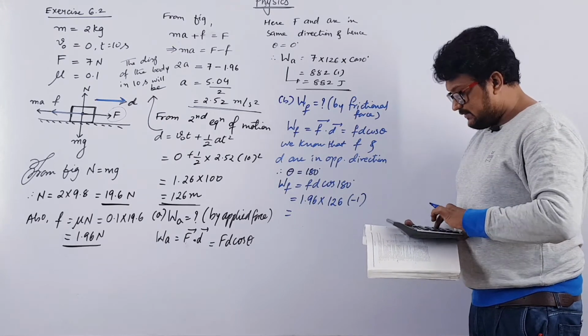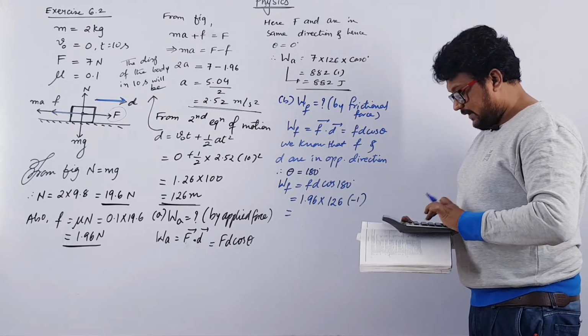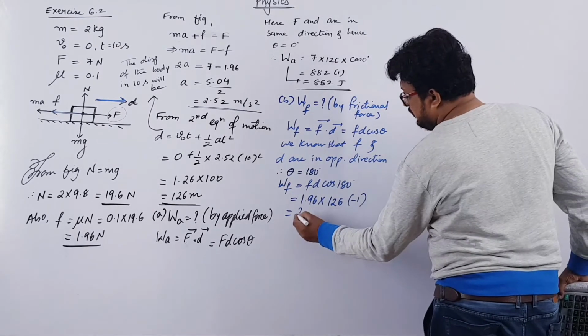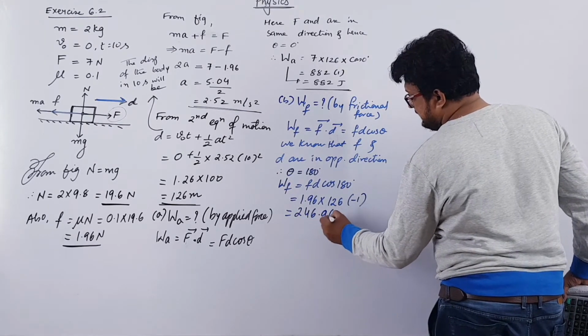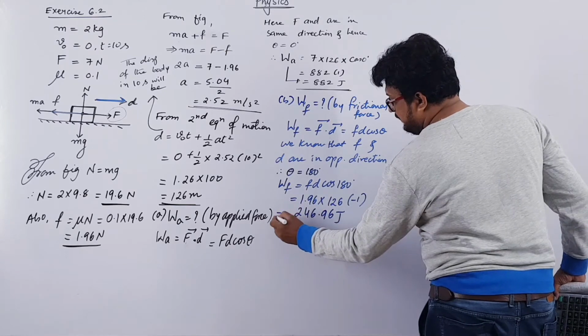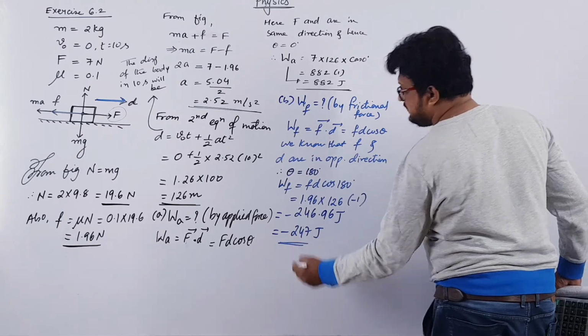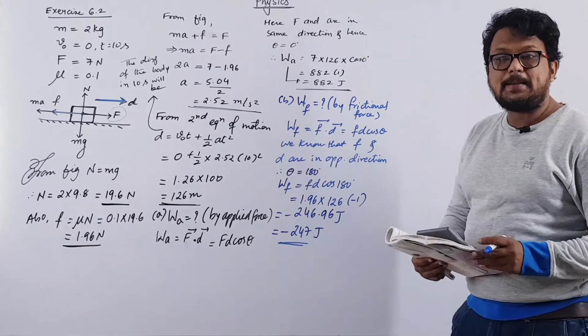So 126 into 1.96 will give you 246.96. So 246.96 joule with a negative sign, or you can say minus 247 joule. This is the work done by the frictional force on the body. Clear?